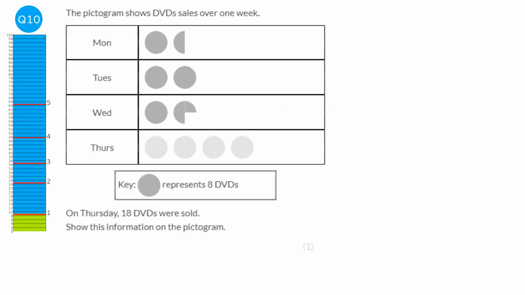by 1. So the key says that a circle represents 8 DVDs, and we're told that on Thursday there are 18 DVDs. So we need to rewrite 18 in lots of 8. So that will be an 8 plus 8, which is 16, plus a 2. So we know it will be 2 full circles. So let's get those 2 full circles in. And that will represent 16.